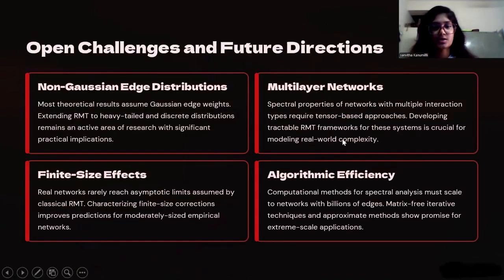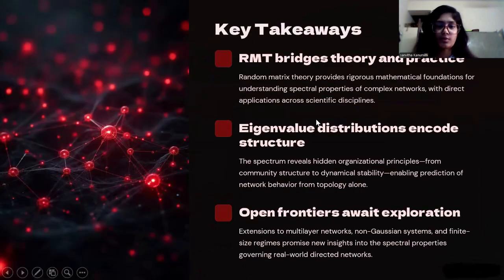And the open challenges and future directions are four. First one is non-Gaussian edge distributions. Second one is finite size effects. Third one is multi-layer networks. And the fourth one is algorithmic efficiency. And what are the key takeaways? Three. First one is random matrix theory bridges theory and practice. Second one is eigenvalue distributions and code structure. And third one is open frontiers.